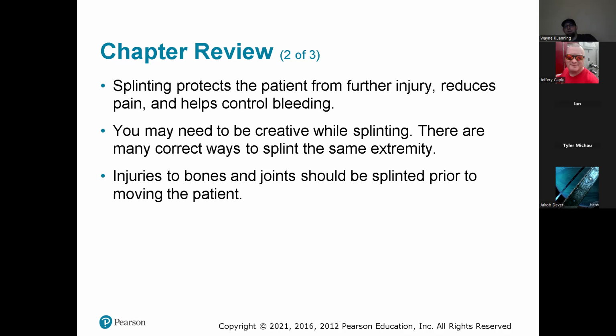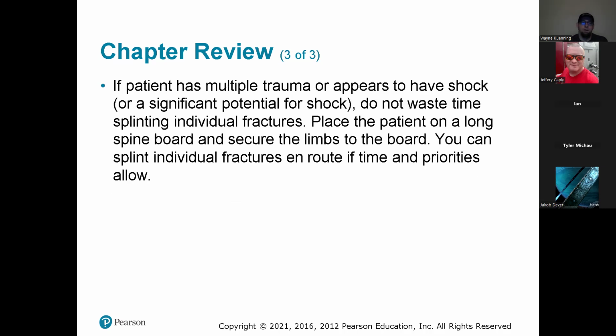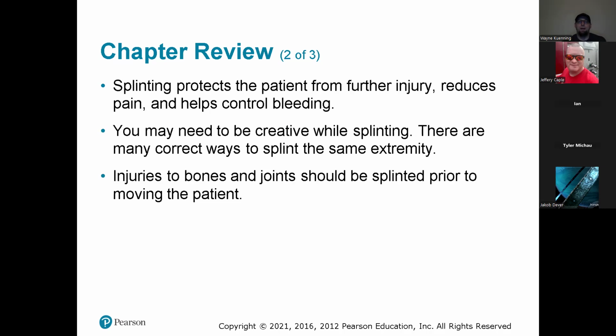And injuries to bones and joints should be splinted prior to moving your patient. That kind of goes the wayside a lot of times because people want to do everything in the bus. But we need to treat then transport. We need to be doing what's right for our patient and minimizing damage.